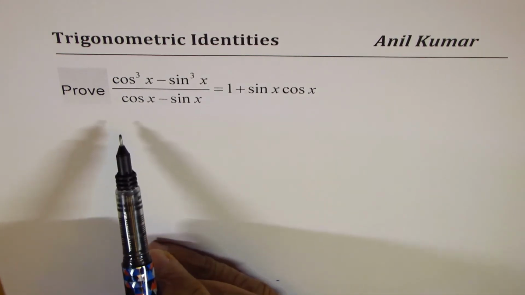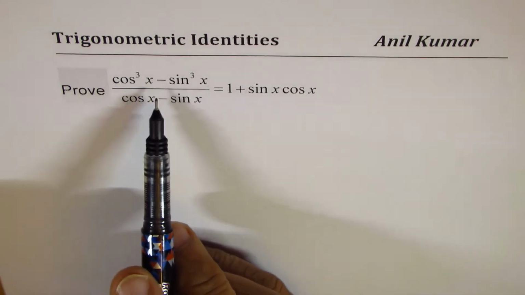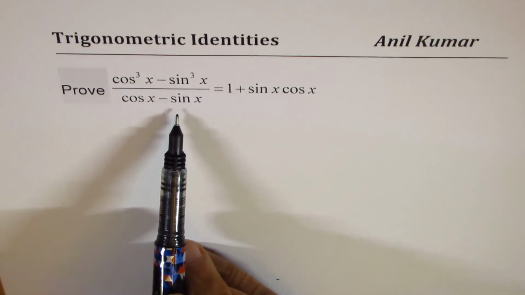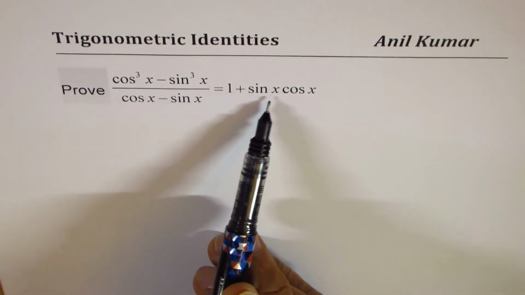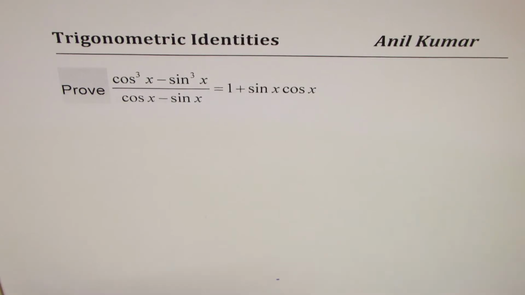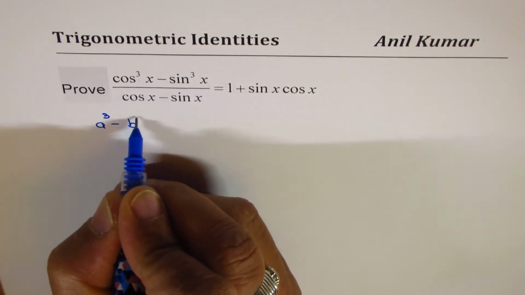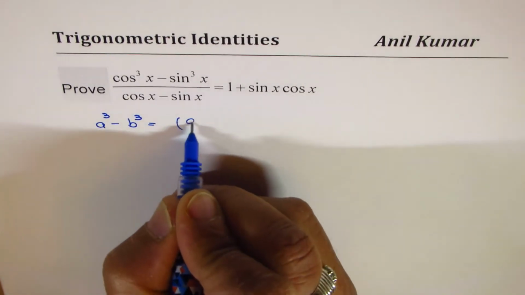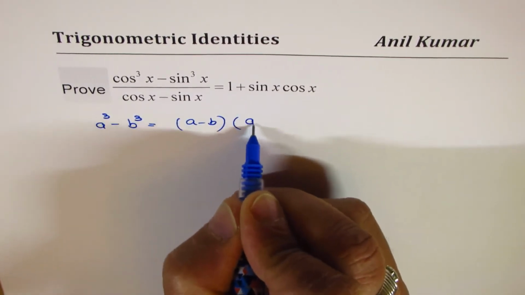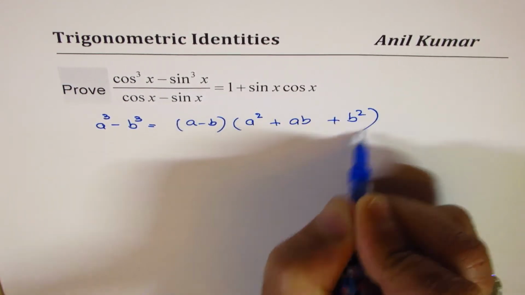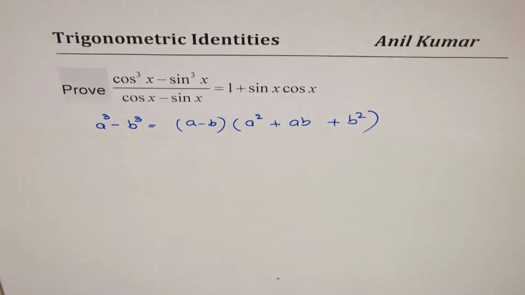Now we have another identity here, which is cos cube x minus sine cube x divided by cos x minus sine x equals 1 plus sine x cos x. So I'll recall the formula a cube minus b cube. It could be written as a minus b times a square plus ab plus b square, right? We are going to adopt this formula to prove the identity.